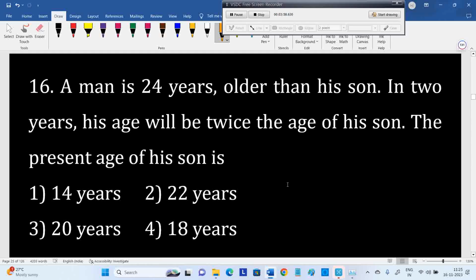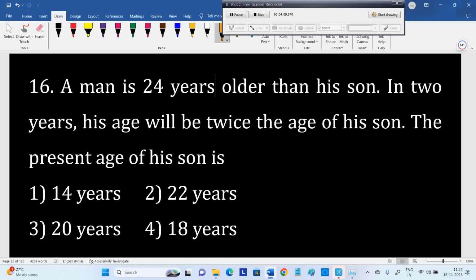Now, what about this? A man is 24 years older than his son. In 2 years, his age will be twice the age of his son. The present age of his son is what? So a man is 24 years older than his son, so S plus 24. Right. In 2 years, his age will be twice the age of his son. Very important: in 2 years, that statement is common for both man and son.